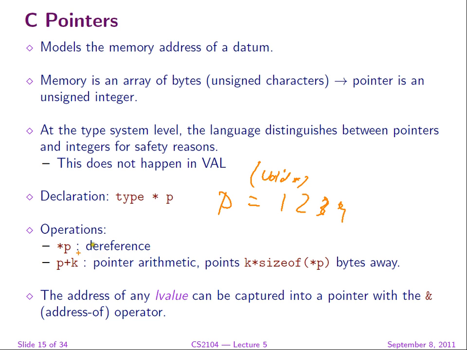C is the only place where you can do that. The address of any L-value can be captured in a pointer. So you know what an L-value is. What's an L-value in C? Whatever we can put on the left-hand side of an assignment. So the address of that can always be captured into a pointer.